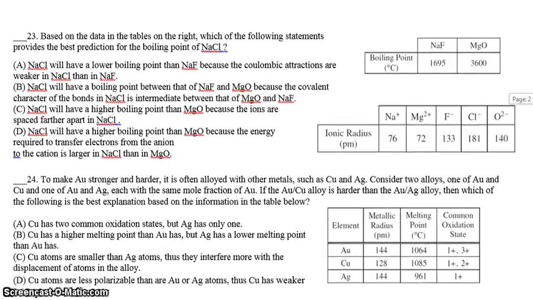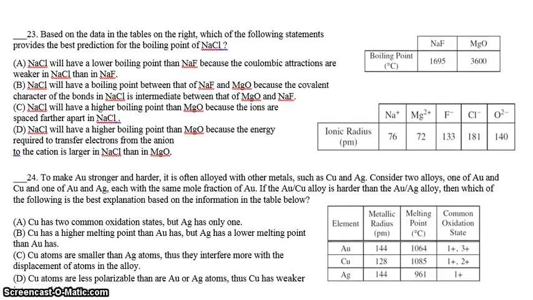The next one actually applies the idea of charge and size to boiling point. So here we say, based on the data in the table on the right, which of the following statements provides the best prediction for the boiling point of NaCl? The data tells you the boiling point of sodium fluoride and magnesium oxide.